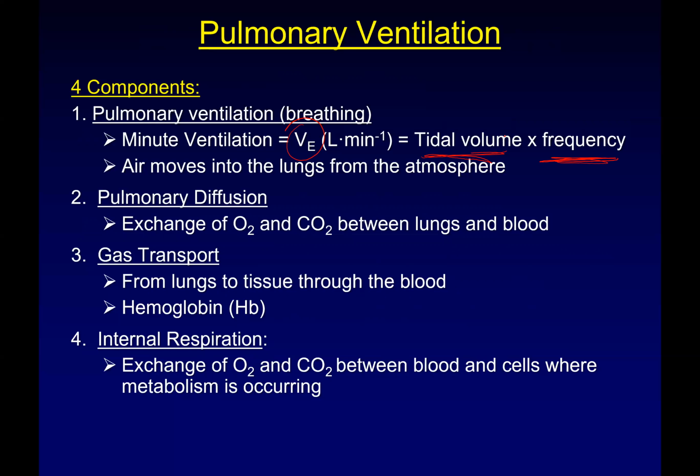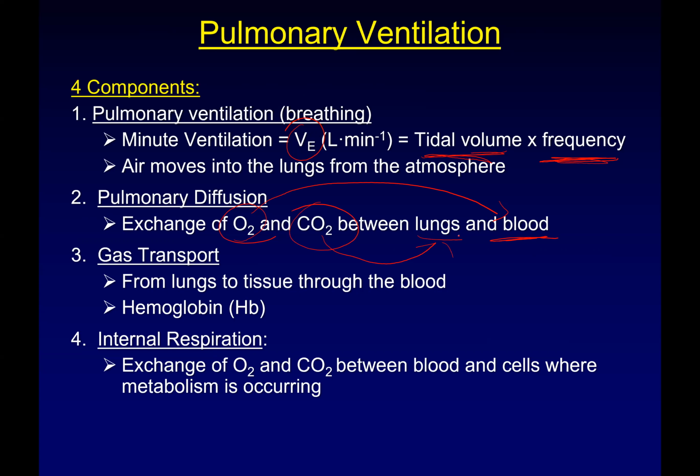Okay, once we've moved some air, then we need to have diffusion take place so that we can exchange O2 and CO2 between the lungs and the blood. In general, we're going to bring oxygen in and get oxygen into the blood, and we're going to have CO2 from the blood go into the lungs, and then breathe it off.